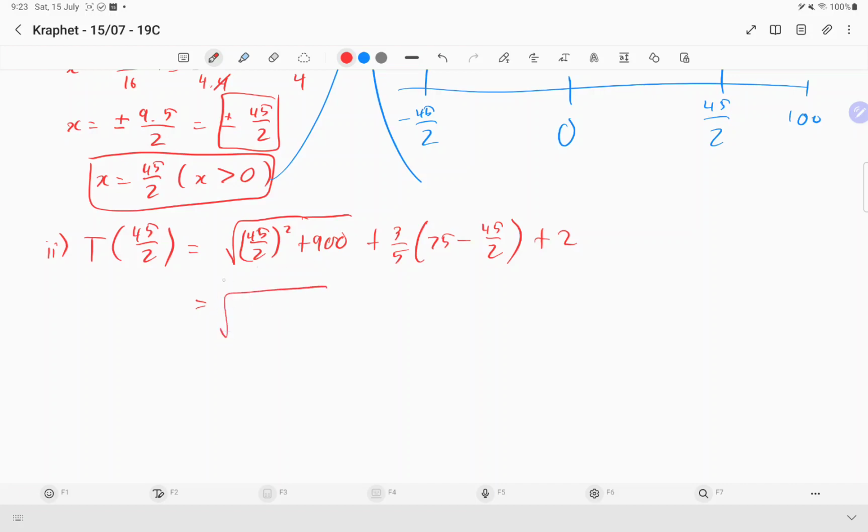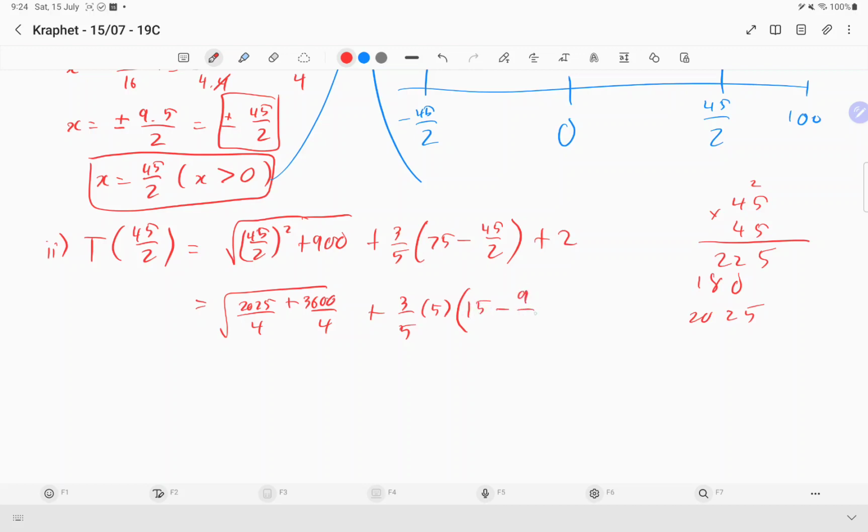So this one would be square root of 45 squared. Probably have to multiply that over here. 2025, okay, and that's over 4. So I'm going to make this one 3,600 over 4 plus 3 over 5 by, now 75 and 45, I want to take out 5 as a common factor, so it's easier to do the subtraction. If I take out 5, the 75 would become 15, and then 45 would be 9 over 2. All right, note that the 5 here will cancel out, so it's quite convenient as well.